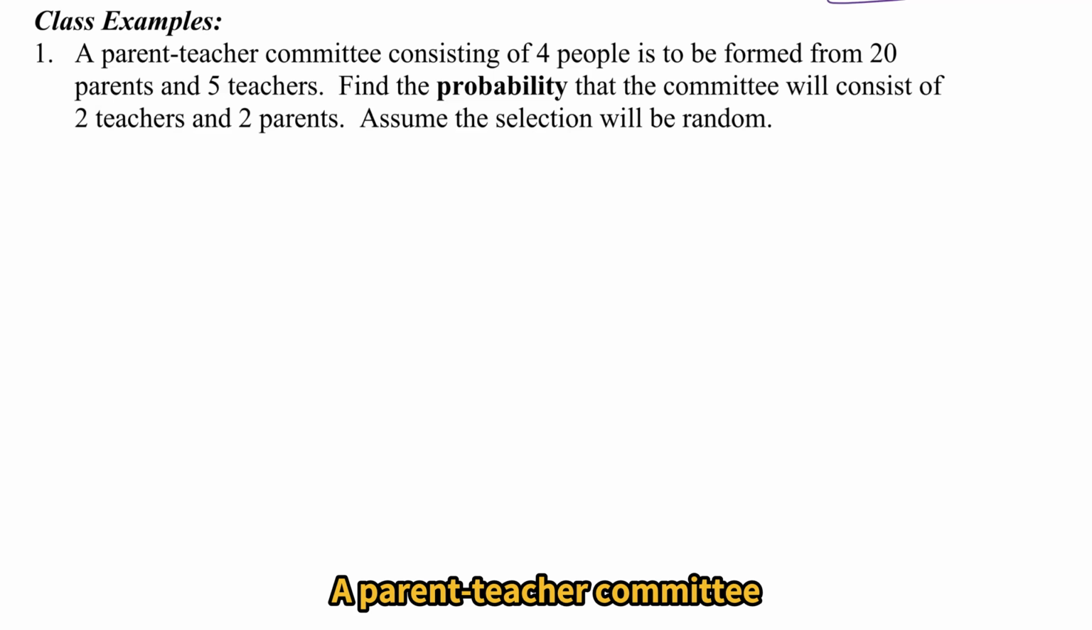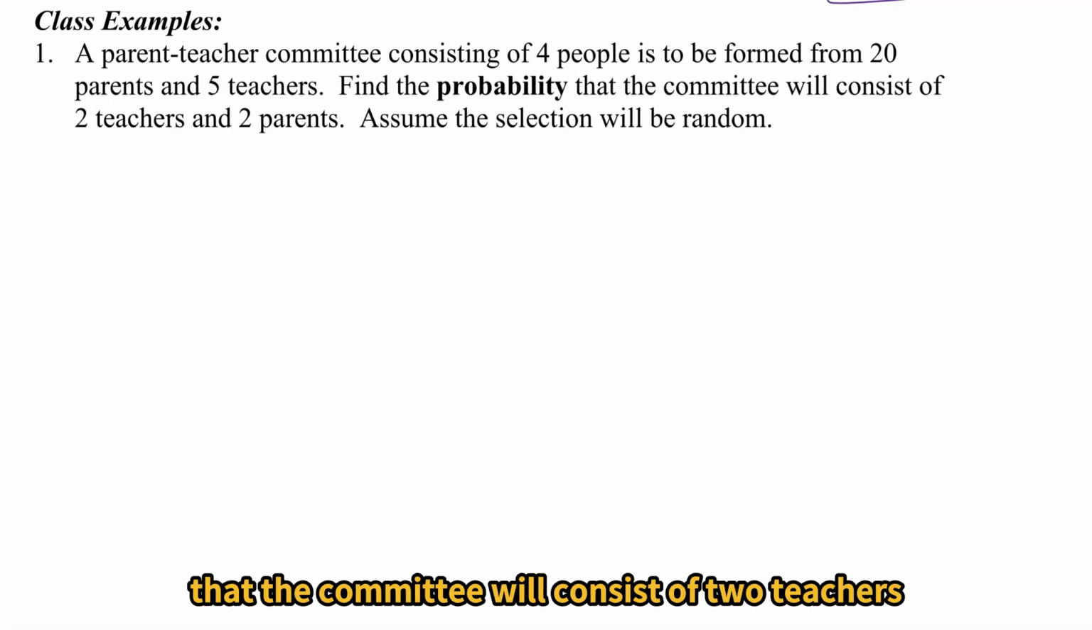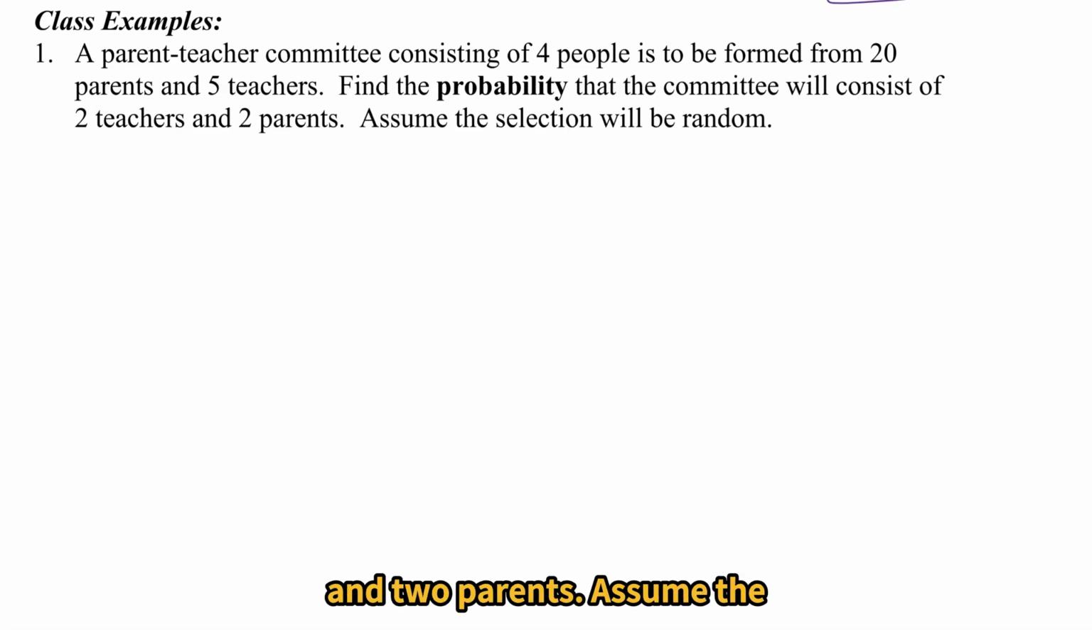A parent-teacher committee consisting of 4 people is to be formed from 20 parents and 5 teachers. Find the probability that the committee will consist of 2 teachers and 2 parents. Assume the selection will be random.